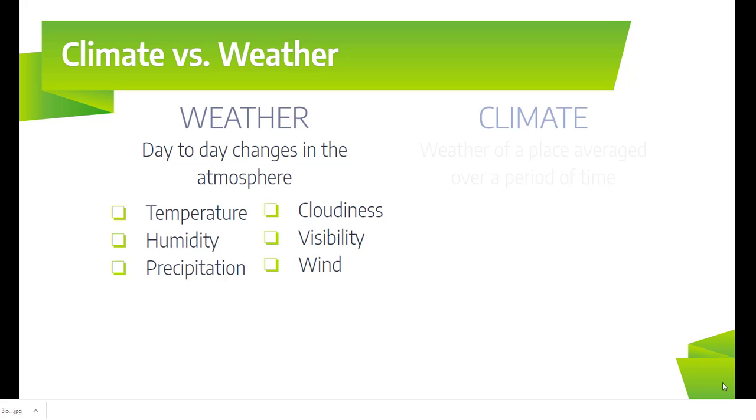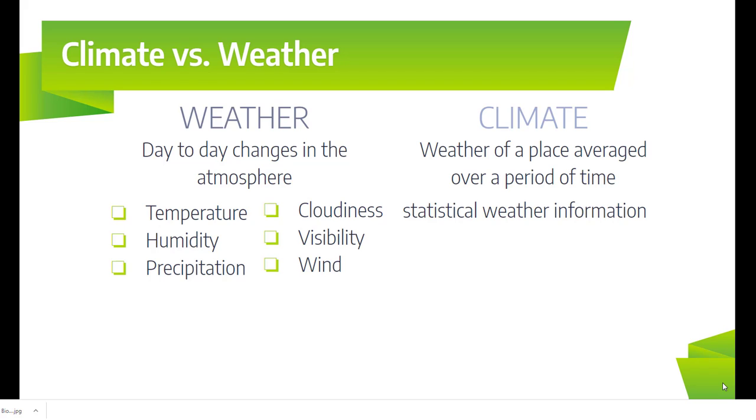Where climate is long-term. It's the weather of a place averaged over a period of time, normally more than 30 years. It's statistical weather information. So we'll look at normal weather and we'll look at the range of weather extremes. So that's where you hear like the temperature for today is 60 degrees. The average temperature is 65. The historical low, the historical high. When we talk about those long-term, that's climate. When we say the weather for today, that's weather.